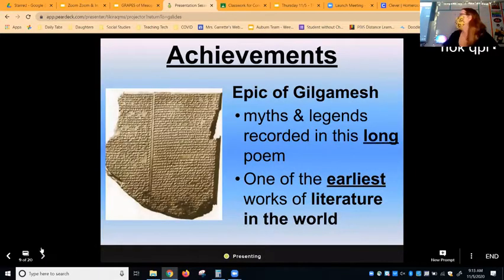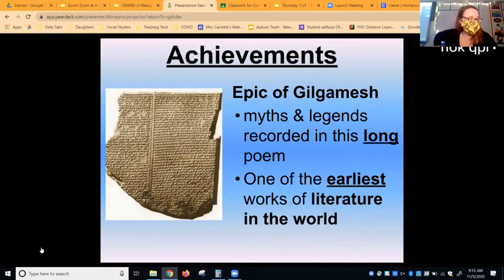All right, so let's talk about achievements next. There's going to be a huge amount of achievements. I could probably talk about Mesopotamian achievements for a month. We're not going to, but we're just going to talk about a couple of the major ones today, and then we're going to spend a couple of days on achievements by themselves.